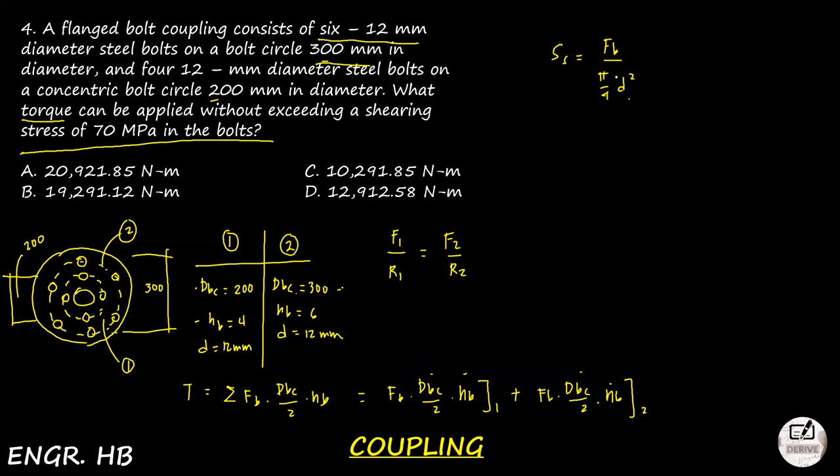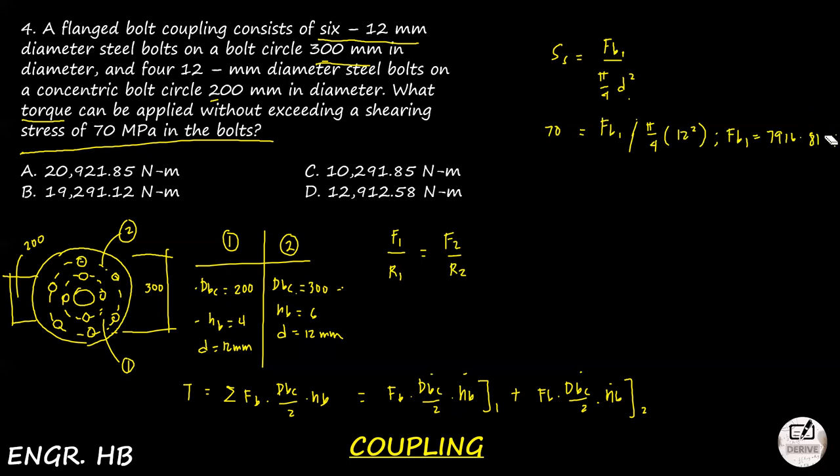So, assume na lang natin na, how about this? So, kunin muna natin si 1. Kunyari si F1 muna yan. So, that was 70 is equal to F1 divided by pi over 4 d squared. So, that was 12 squared. So, dito ko na isusulat. So, our FB1 is equal to pi over 4, type first the denominator, times 12 squared. So, cross multiply times mo siya 70. So, that was 7916.81 newtons.